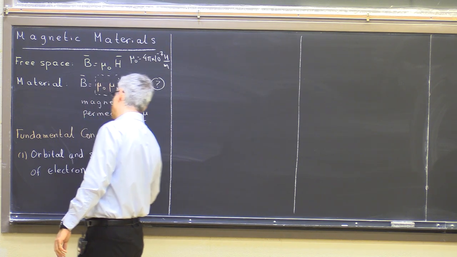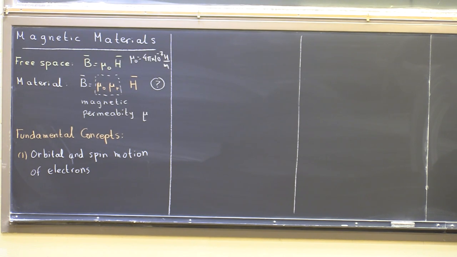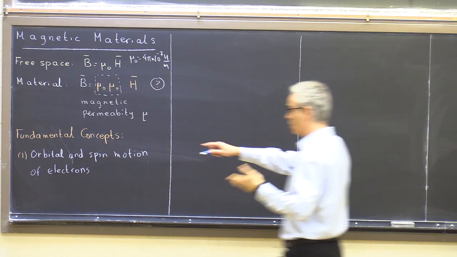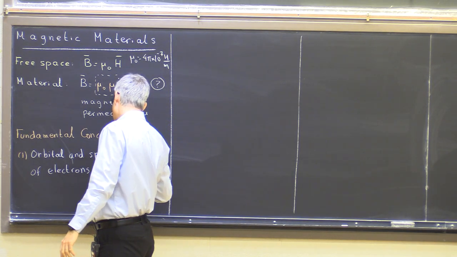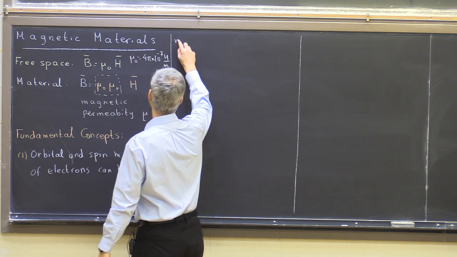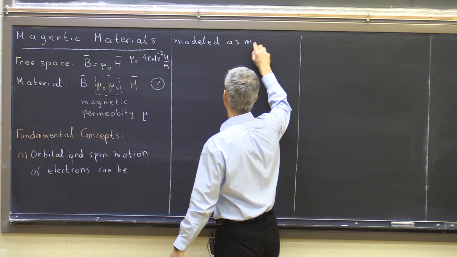So you remember the very simple classical model of the atom with the nucleus and the orbiting electrons. Electrons can be in orbital motion. They have also a self-spin motion. So all these motions can be actually modeled as magnetic dipoles. So the orbital and spin motion of electrons inside natural media can be modeled or can be viewed as magnetic dipoles.